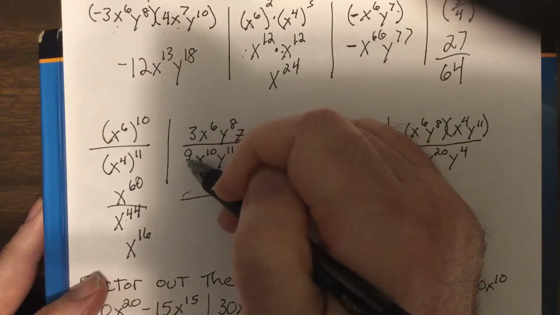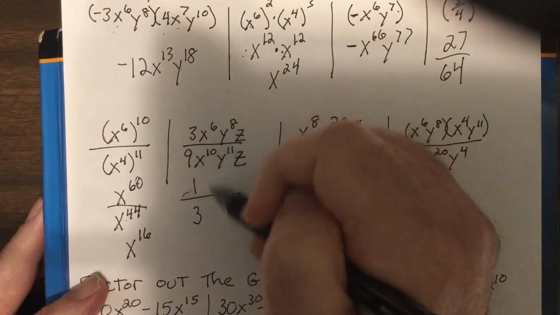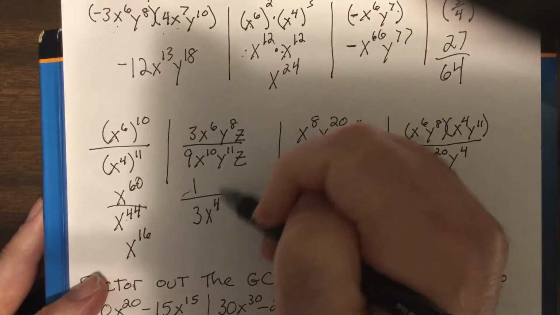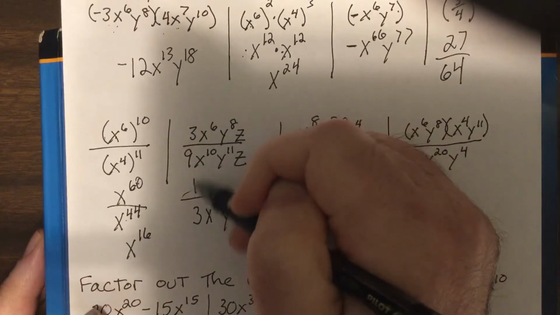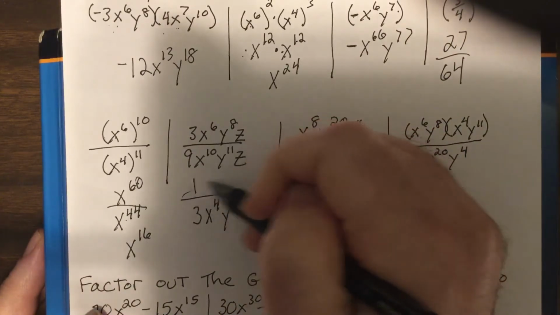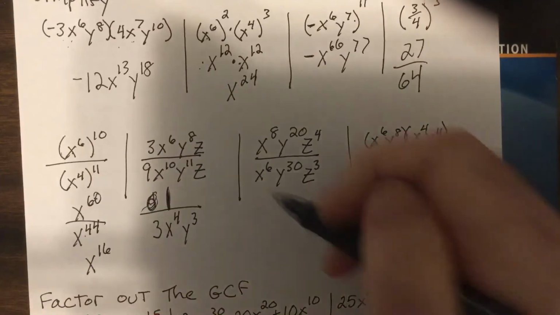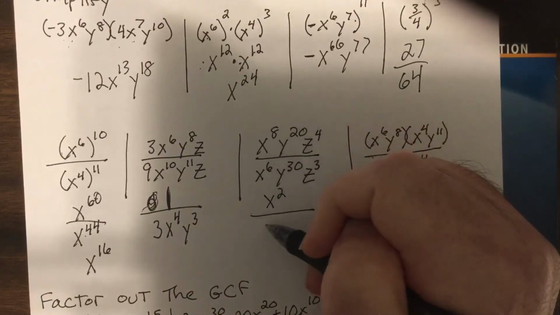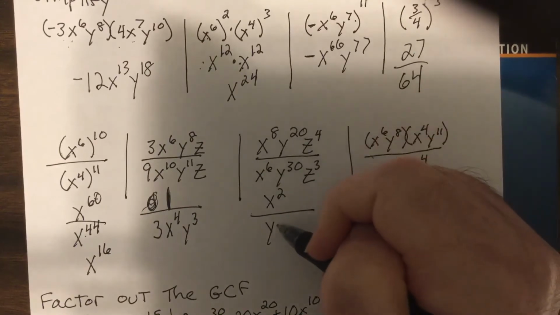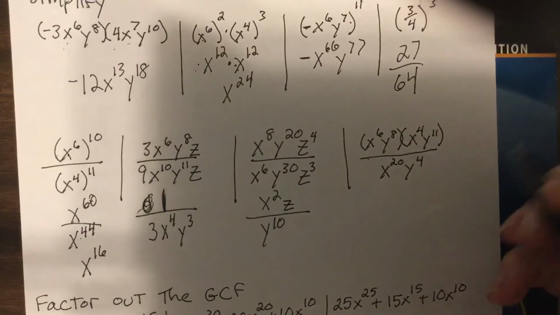Here I reduce this like a fraction, so it'd be 1/3. 6 of these cancel with 6 of these, so it'd be X to the 4th, a Y to the 3rd, and then the Z's cancel out. Now I must have a 1 on top. I can't have blank on top. And in fact, it'd be nicer to put it in the middle, although that is sloppy, isn't it? So this one, it'd be X squared on top, Y to the 10th on the bottom, and then Z on top, because these three cancel with 3 of these.